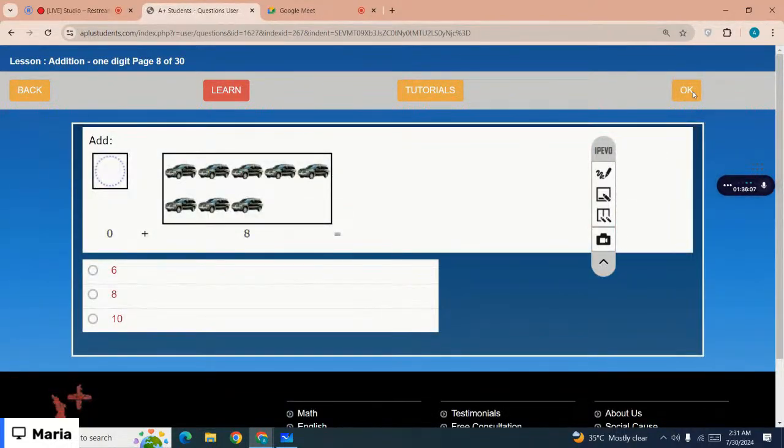Add zero plus eight, which is the correct option? Yes, zero plus eight is eight. And adding zero to any number is exactly the same number, right? So zero plus eight is eight.